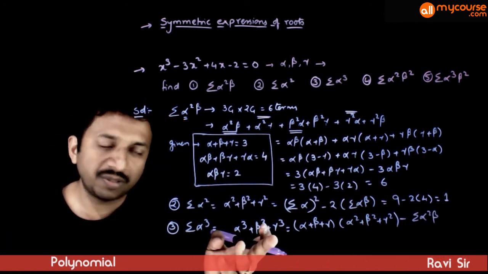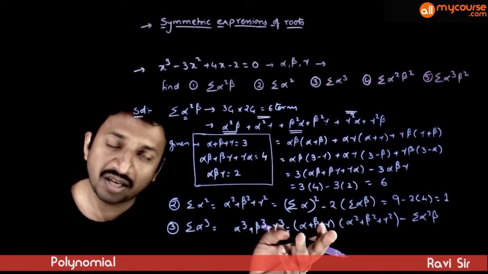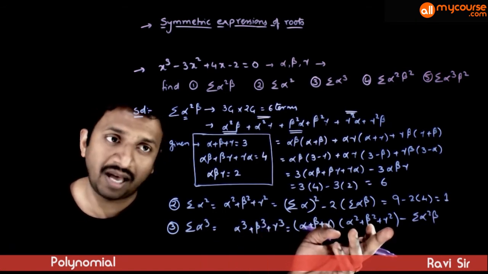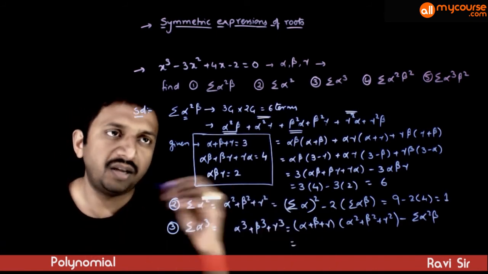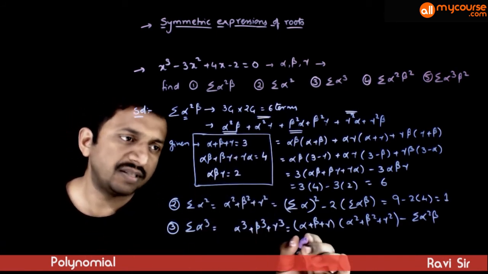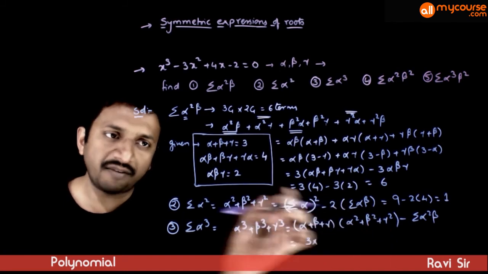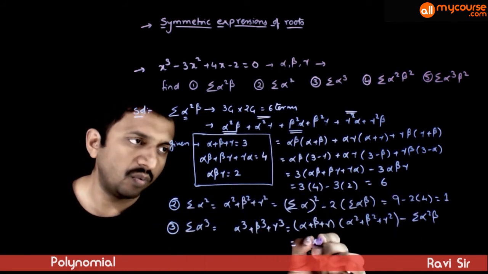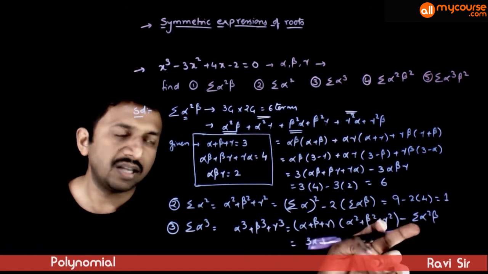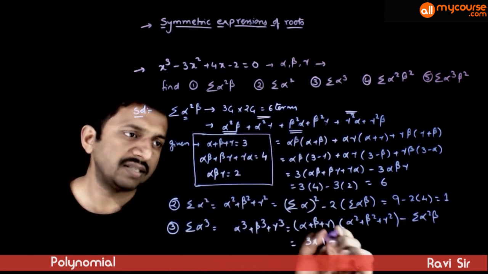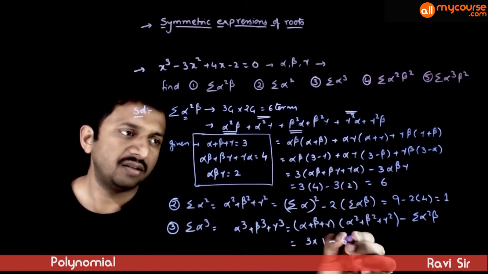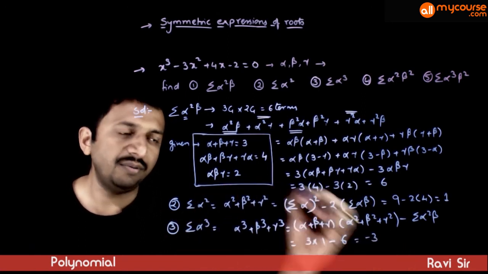So alpha cube plus beta cube plus gamma cube is sigma alpha times sigma alpha square minus sigma alpha square beta. That is equal to sigma alpha is 3, sigma alpha square, which is equal to 1, minus sigma alpha square beta, which we have already found out as 6. So 3 minus 6 is equal to minus 3.